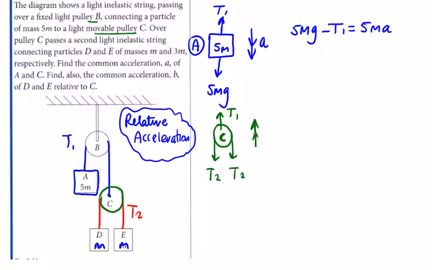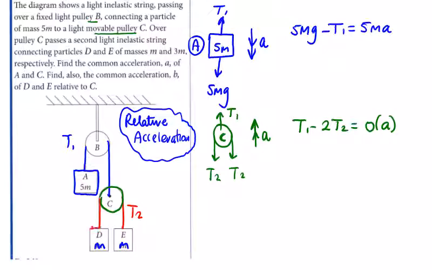Well, let's have a look. We know A is going up in this case. So we'll start with that. We'll say T1 minus twice T2 is equal to m. Well, they said negligible. This negligible m gives us a mass of 0. So 0 times A is for C.